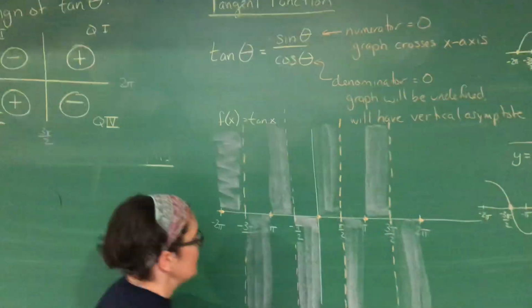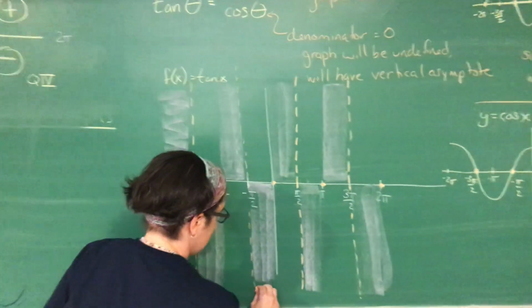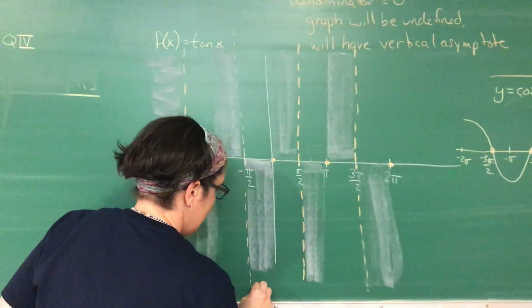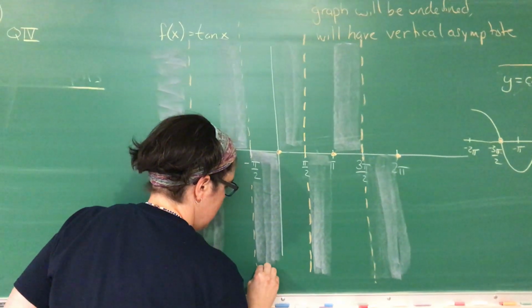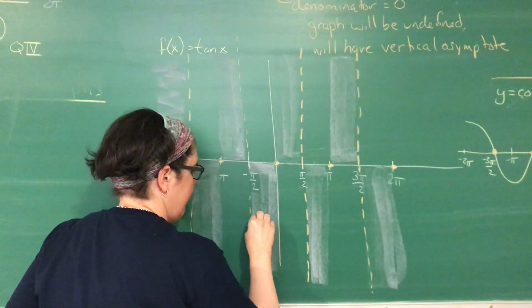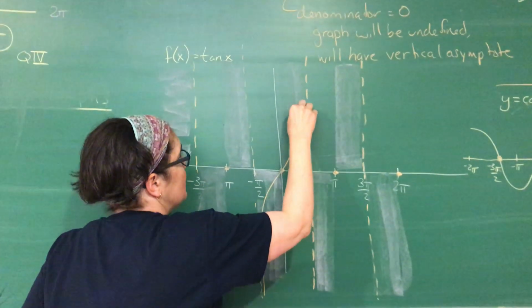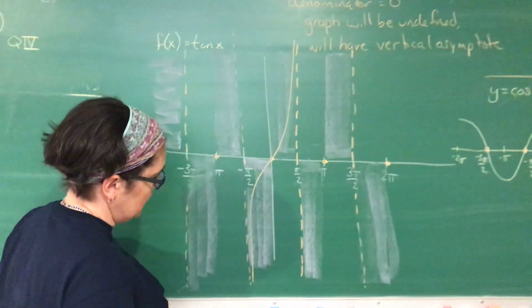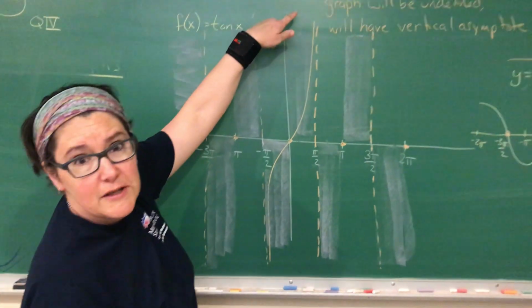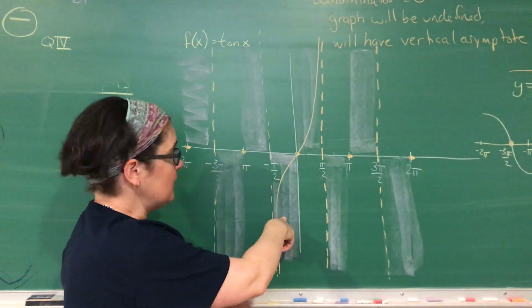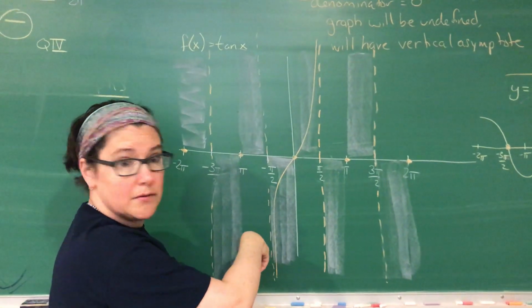Okay, so here are the pieces that we have. I'm going to start with the middle piece between negative pi over 2 and positive pi over 2. We have this branch that starts really low. It pops up, it hits the origin, and then continues upward. And this is one piece of the tangent function. Notice how we were right about shading these regions. That's where the graph actually shows up.